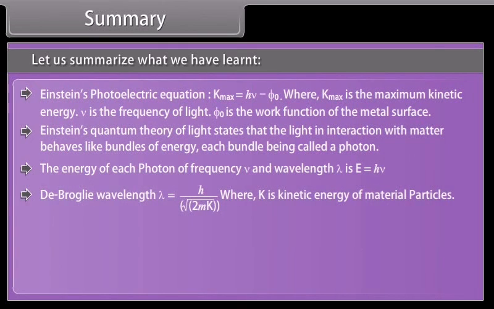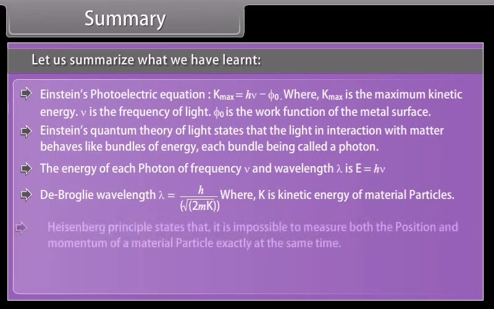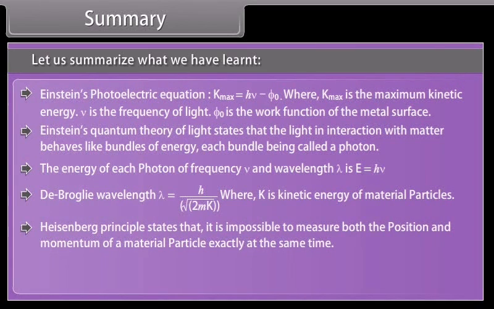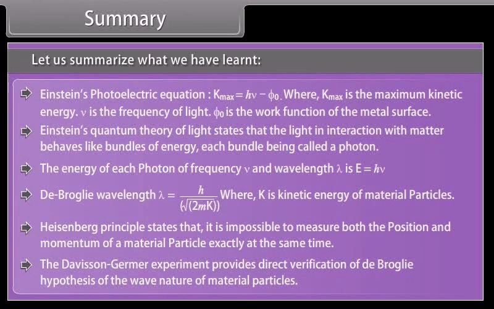The de Broglie wavelength lambda equals h by square root of 2mk, where k is the kinetic energy of material particles. The Heisenberg principle states that it is impossible to measure both the position and momentum of a material particle exactly at the same time. The Davisson Germer experiment provides direct verification of the de Broglie hypothesis of the wave nature of material particles.